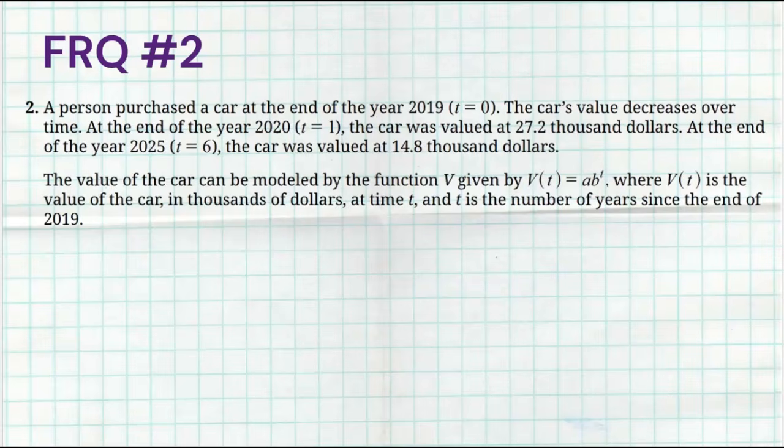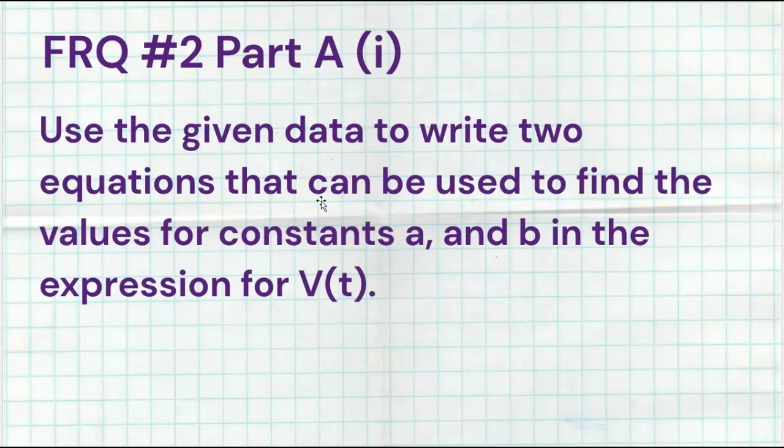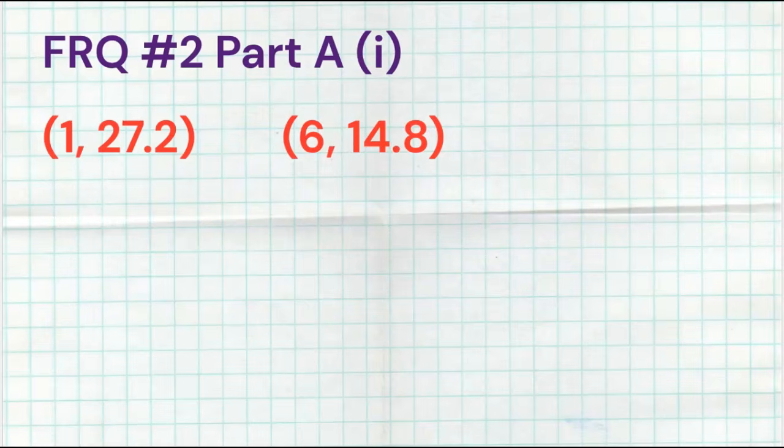All right, so we had 3 different parts here, A, B, and C, that we had to worry about. Let's tackle part A first. So A, part 1 says use the given data to write 2 equations that can be used to find the values for constants A and B in the expression for V of t. So all we have to do here is start with our 2 data points. The first one was 1, 27.2. Remember, that was in thousands. And then the second one was, at time 6, it was $14.8 thousand.